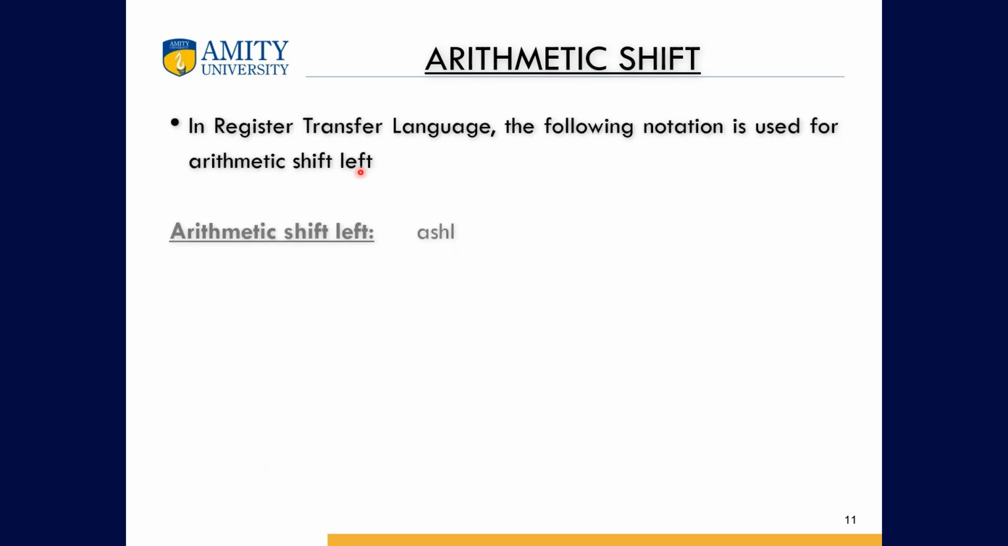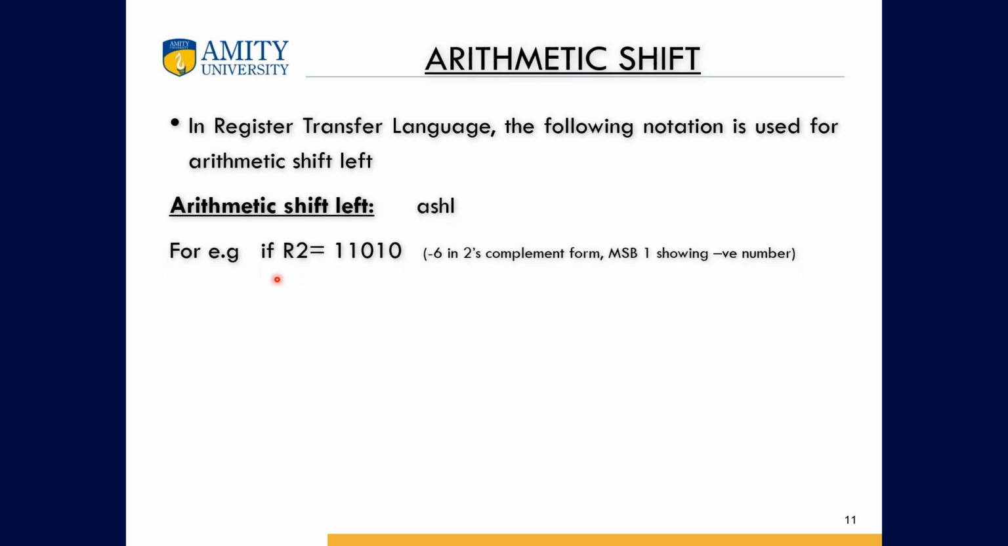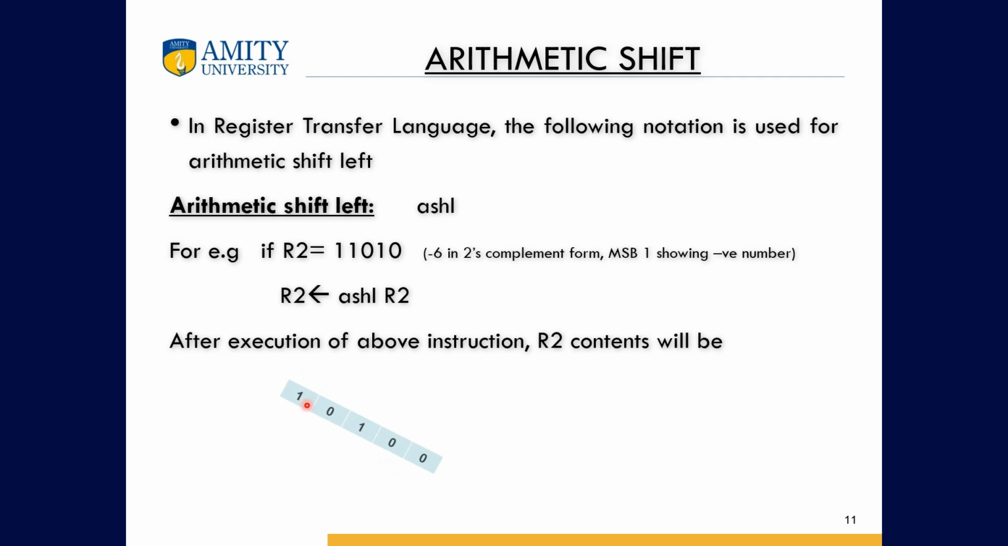In the following example, we can see the arithmetic shift left, A for arithmetic, SHL for shift left. If we have the register R2, which is 11010, the first bit is what represents the sign. Since it's 1, it is a negative number. If it were a 0, it would have been a positive number. And then 1010 is 6, it is the 2's complement for 6. After execution of the left shift, we are going to get the following outcome. The signed bit stays the same, 1 as it is.